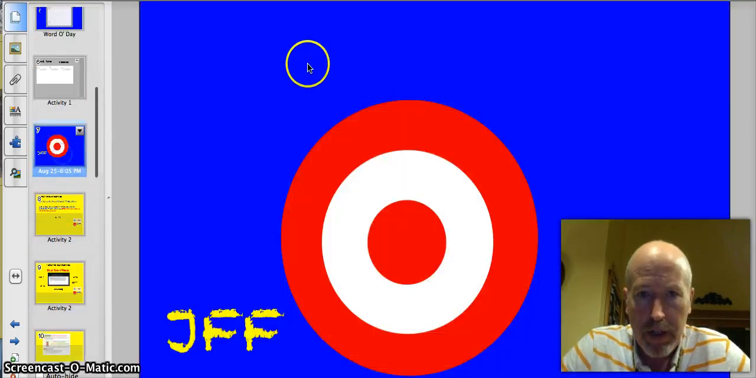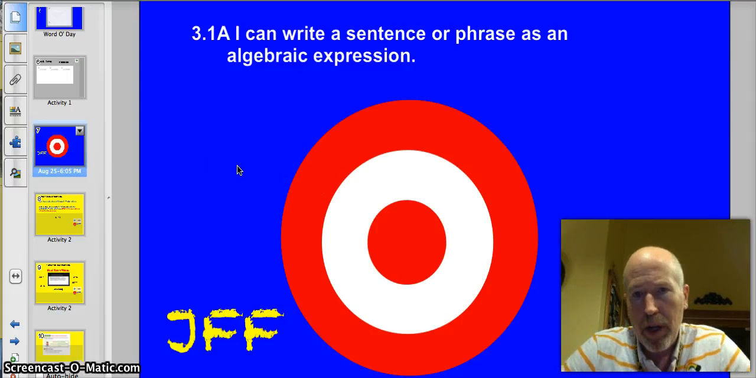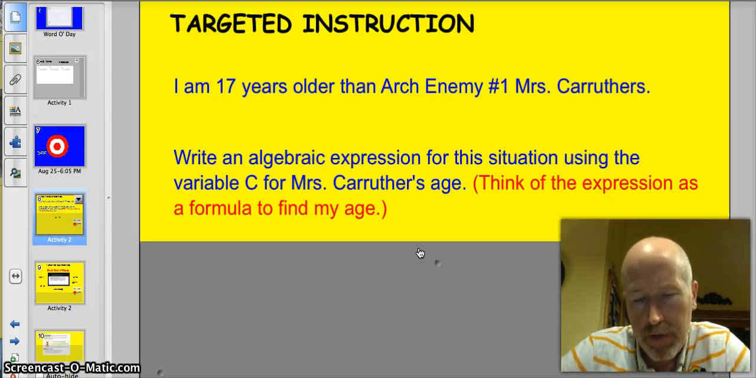All right, today's target officially is 3.1a, I can write a sentence or phrase as an algebraic expression. Let's get to it. All right, try this first of all on your own before we do even any teaching.